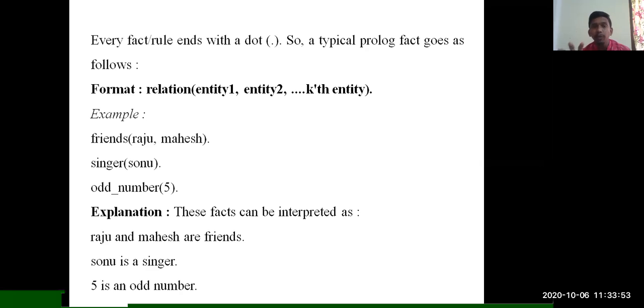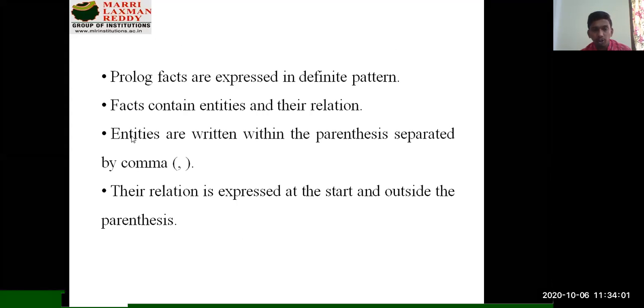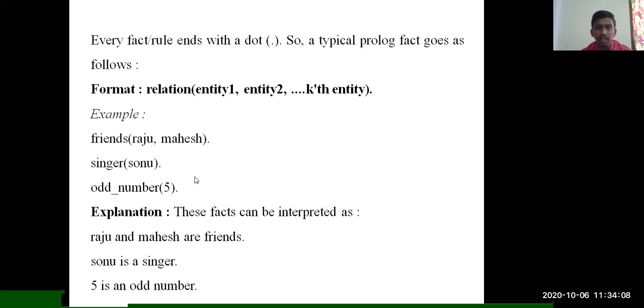So this is the input I am trying to give to my database with respect to my Prolog language. Talking about this, entities are written within the parentheses, separated by commas. So here you can see entities are written within the parentheses separated by commas. Here Raju, Mahesh are called your entities, and friends is the relation between them.